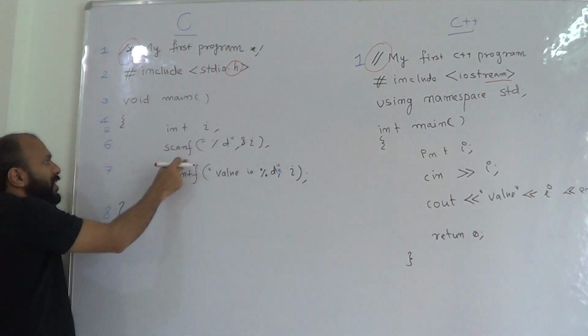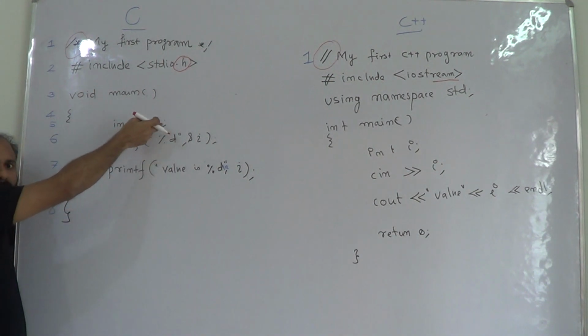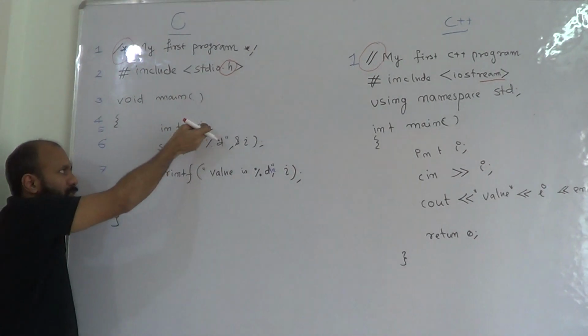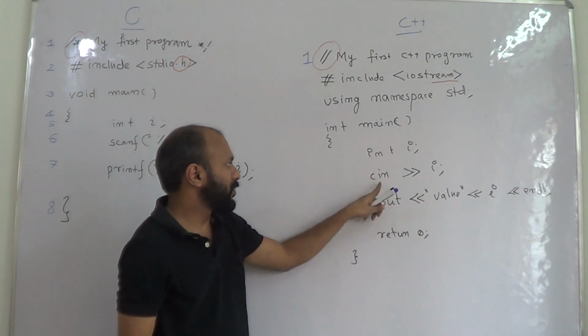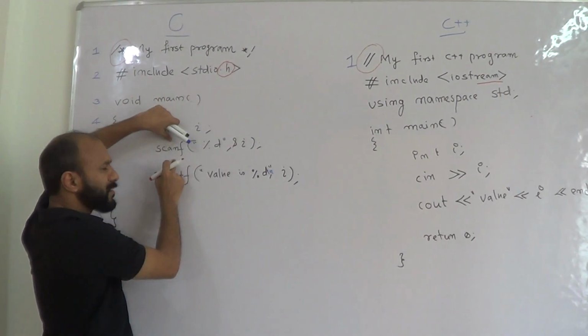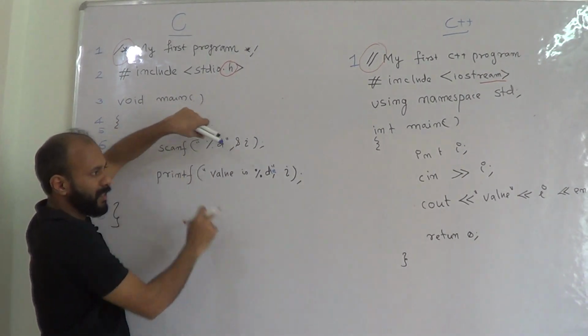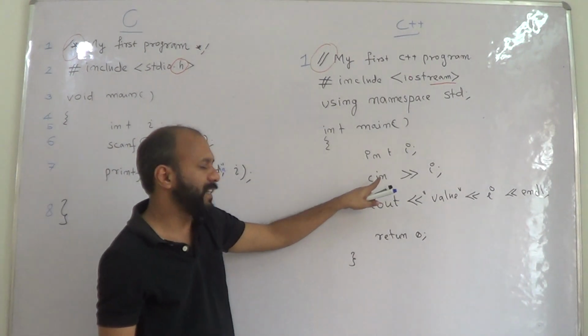In C, we are using the scanf function for collecting some value from the user. But in C++, we have an object. Here we are using a function for collecting something from the user, and here we are using an object. The name of this object is cin.